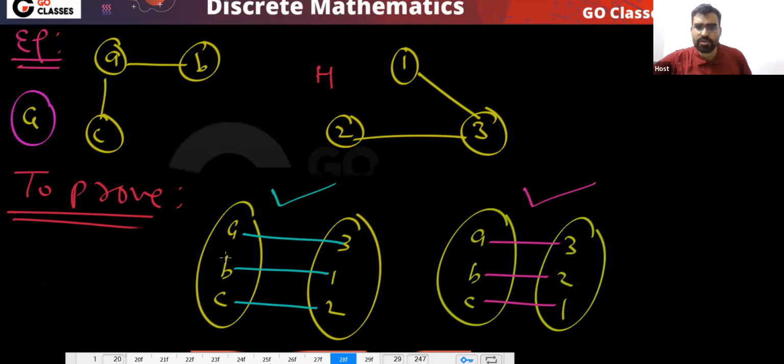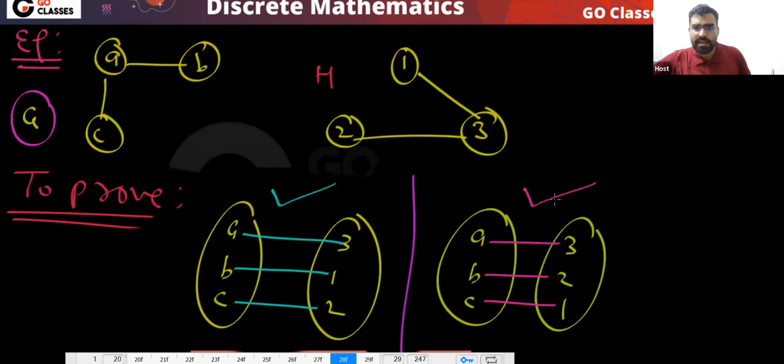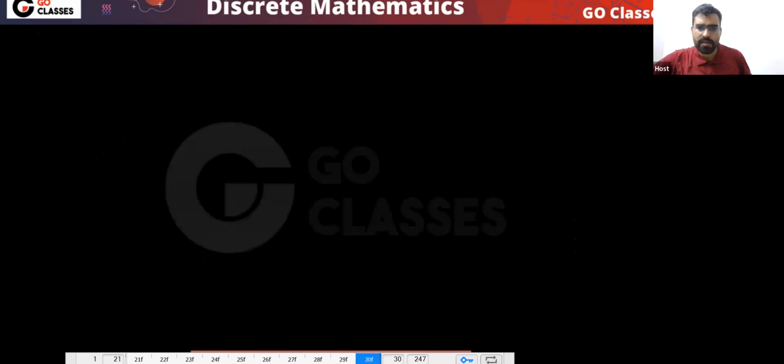So everything is working. Yes or no? Check it here. A, B have an edge, 3, 2 have an edge. Next, B, C don't have an edge, 2, 1 don't have an edge. So everything is working, so edges are preserved. So this bijection will also work, and we only want one bijection. There exists a bijection which preserves the edges. So finally, I can say they are isomorphic. Is this clear to everyone? Please tell me, is this clear?